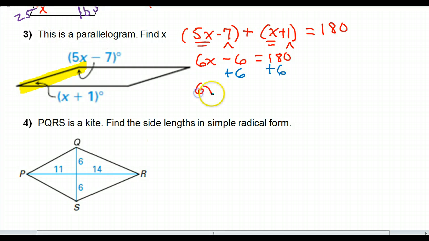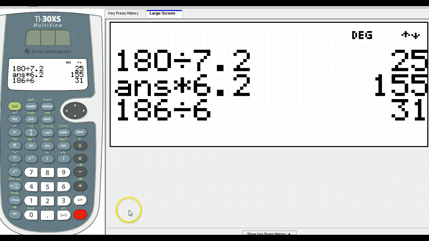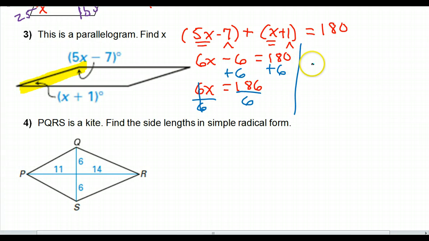So that's going to give me 6x equals 186. Time to divide by 6. Okay, so that should give me the answer. 186 divided by 6 is 31. So this is going to give me x equals 31. Alright, that is how we do number 3.